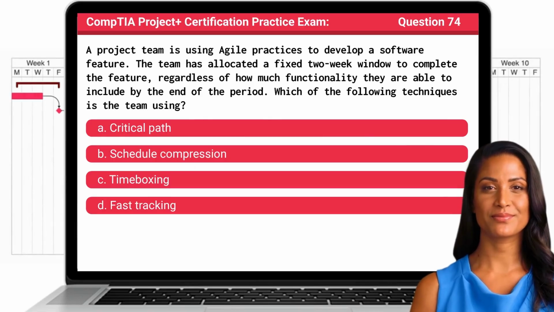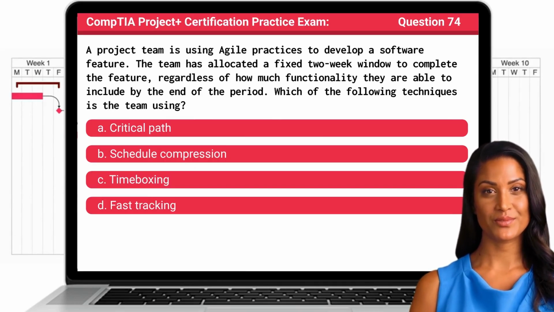Question 74. A project team is using agile practices to develop a software feature. The team has allocated a fixed 2-week window to complete the feature, regardless of how much functionality they are able to include by the end of the period. Which of the following techniques is the team using?